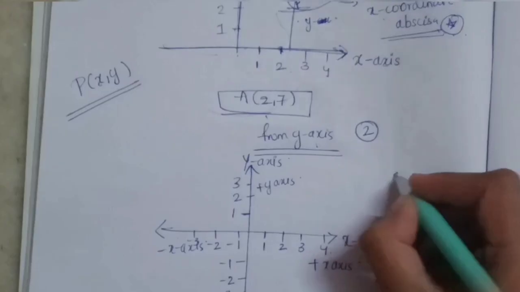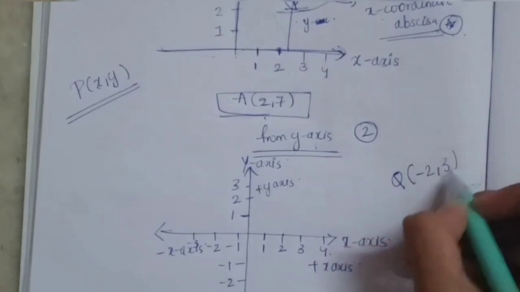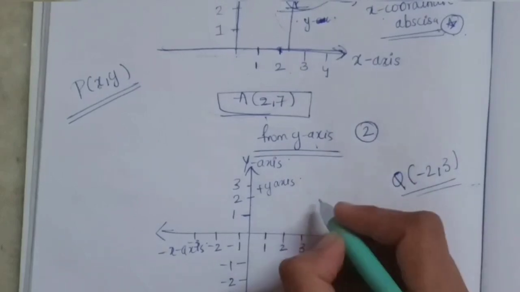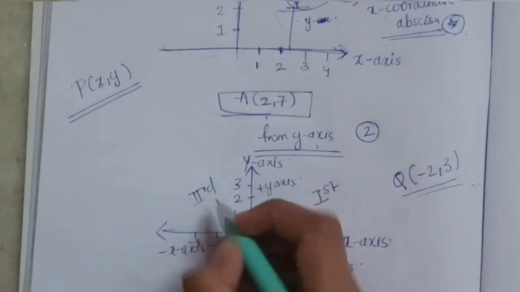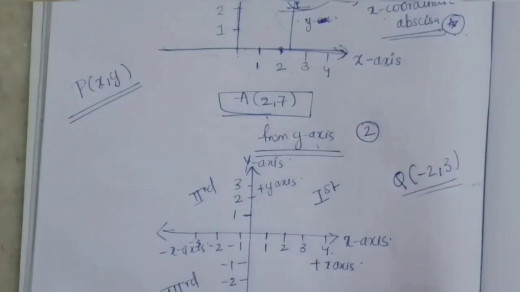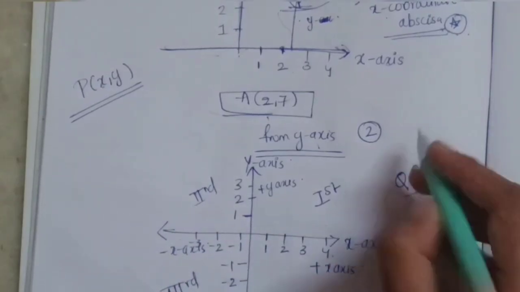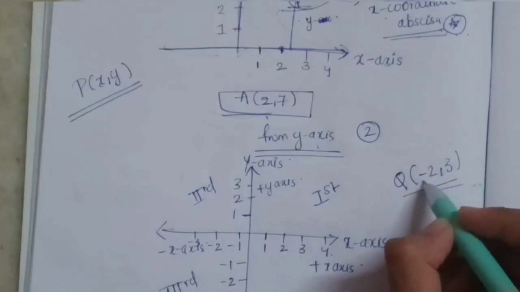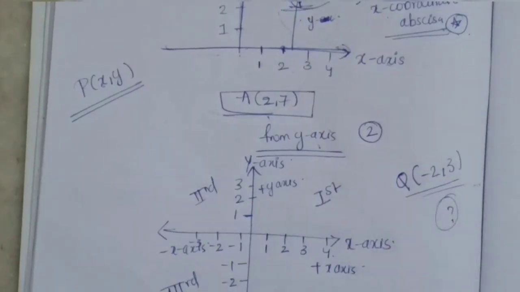They may give a point Q which is -2 comma 3. This is the first quadrant, this is the second quadrant, this is the third quadrant, and this is the fourth quadrant. So there might be a question of a point Q which is -2 comma 3: which quadrant does it belong to? So what is the answer?